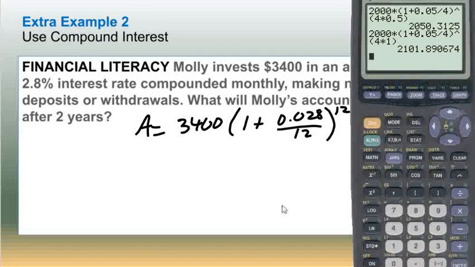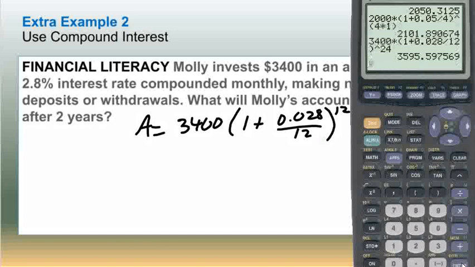So grab our calculator again, second, enter, change the initial amount. So this was 3,400. And the rate was 0.028. Delete that, divide by 12, raised to the 12 times 2, that's 24, so raised to the 24th power. Gives us an account balance of $3,595.60.